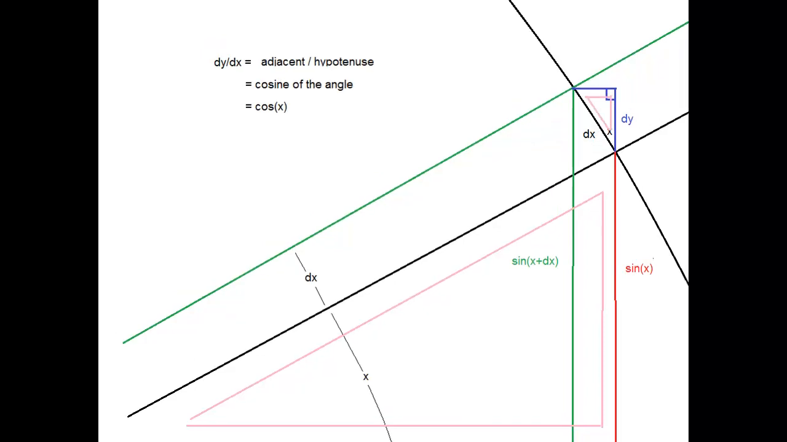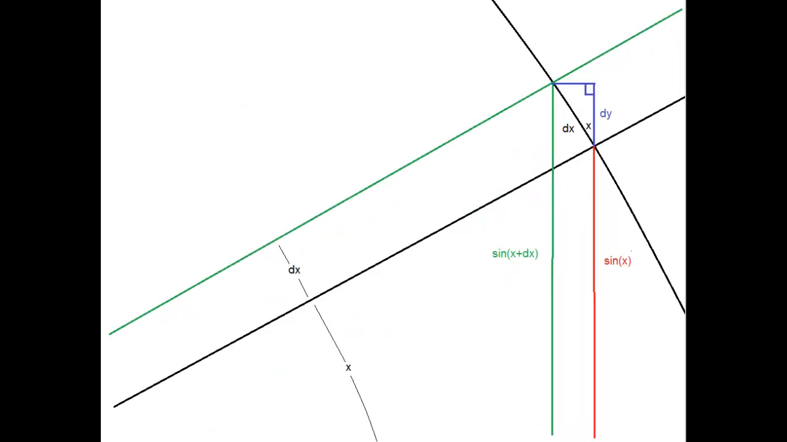So this little triangle is just a small version of the big triangle. That means that the relationship between dx and dy is determined by a trigonometric identity, with x as this angle in between. In triangle language, that's the adjacent over the hypotenuse, which is just the definition of the cosine. So dy over dx, or the derivative, is equal to cosine of x.